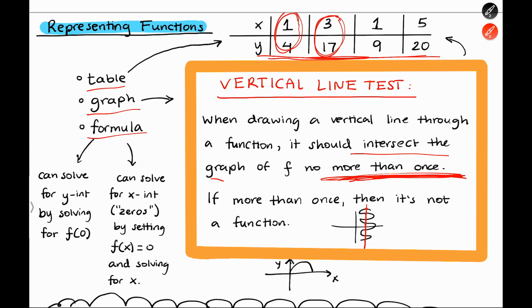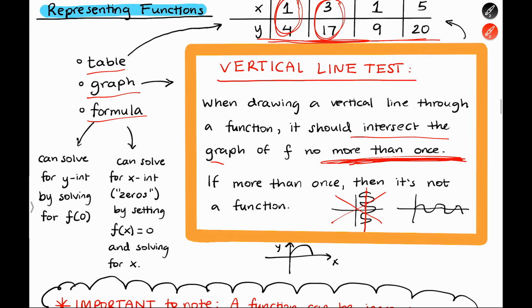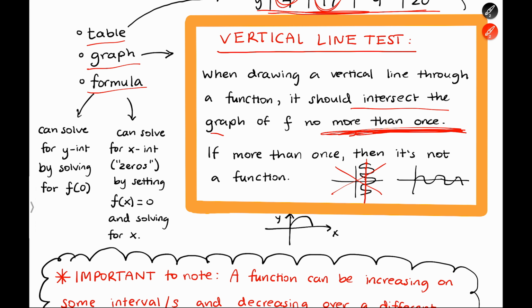So because of that, this is not a function. If we were to draw something like this, it goes all the way through. This is an example of a function, because if we were to draw a vertical line down this, we see that it only intersects 1 point every single time we draw a vertical line anywhere. So that's why this is a function and this is not a function.